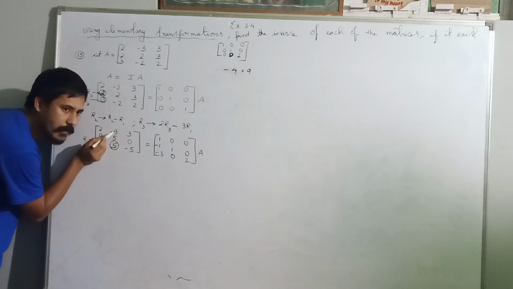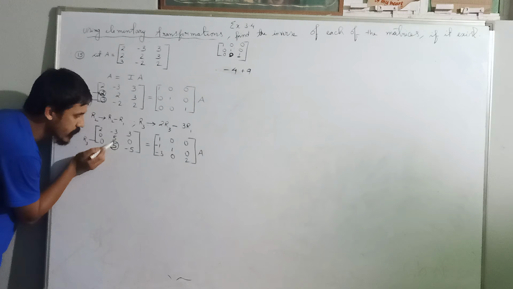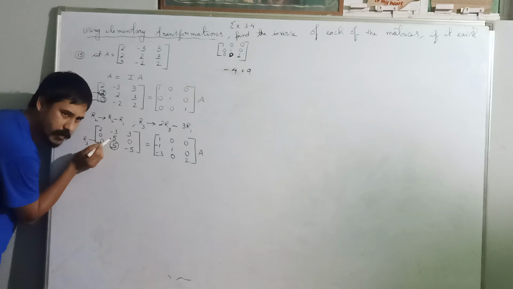Instead of using R1, I can use R2 because same entries, right? We can just simply subtract.